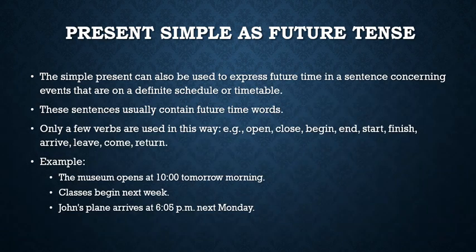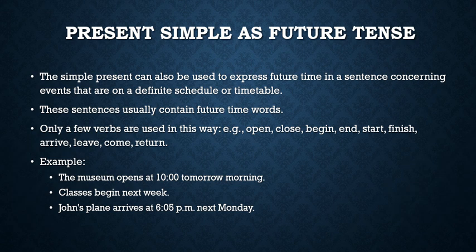And then you can also use present simple as a future tense. The simple present can be used to express future time in a sentence concerning events that are on a definite schedule or timetable. So you have a specific time in the sentence. These sentences usually contain future time words. Sudah dijelaskan di poin kedua, ada future time words. And then only a few verbs are used in this way. Tidak semua verb bisa dipakai. For example, open, close, begin, end, start, finish, arrive, leave, come, and return.